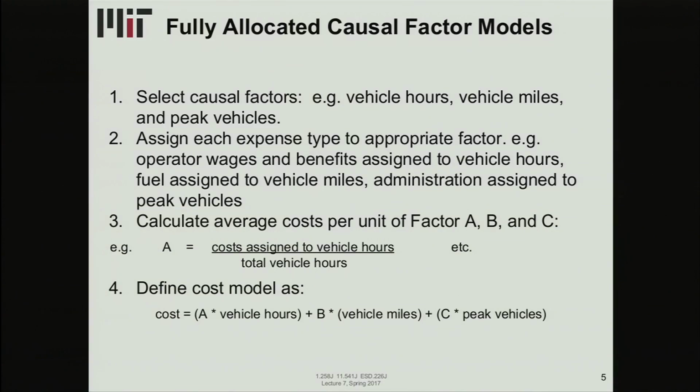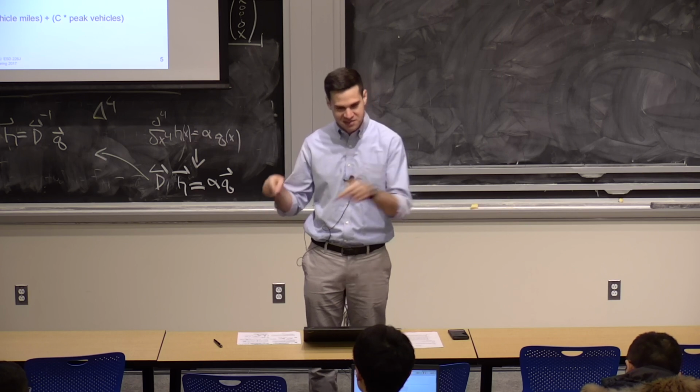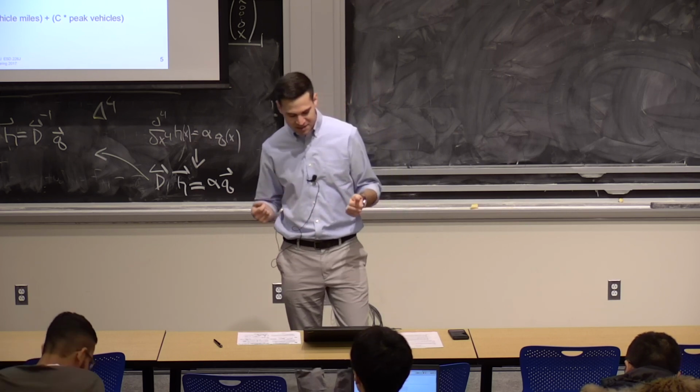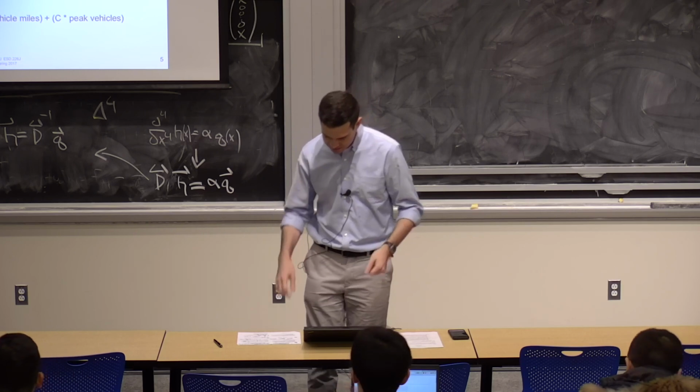Let's start with the first one, the fully allocated causal factor model. So here's what you do. You select some causal factors, right? These are not necessarily, maybe causal factor is not the best term, but that's what this class is called. I would say these are explanatory variables more than causal factors. They don't have to cause the cost directly, but they are used as explanatory variables in a model of cost, right?